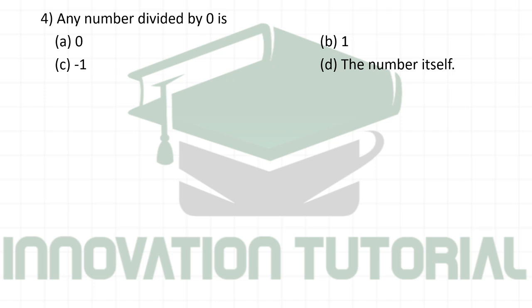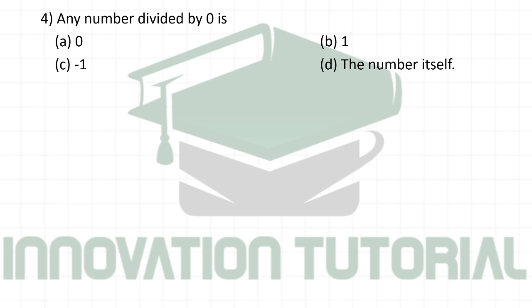Any number divided by 0. Any number divided by 0 is... can anyone tell the answer to this question? Any number divided by 0 is... I think the options are wrong in this question.